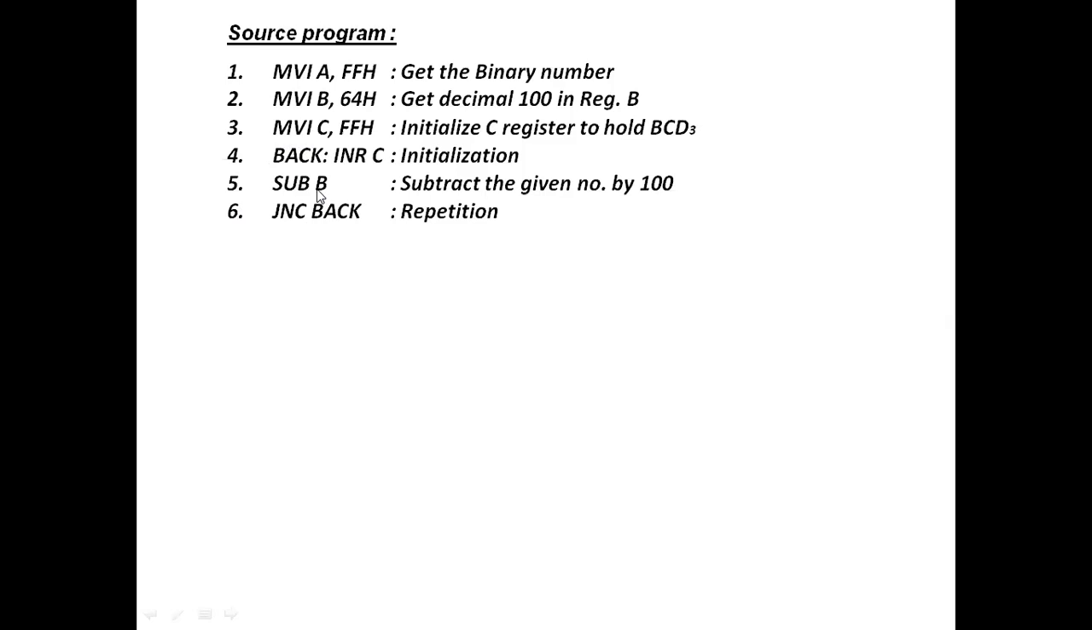Now again, it is being subtracted. Now the accumulator contains 55 and B contains 100. Now 55 minus 100 is going to generate a carry, because a borrow has to be taken if you want to subtract 100 from 55. So since carry has been generated, it will not repeat. It will come to know that the remainder has become less than 100. So what will happen?